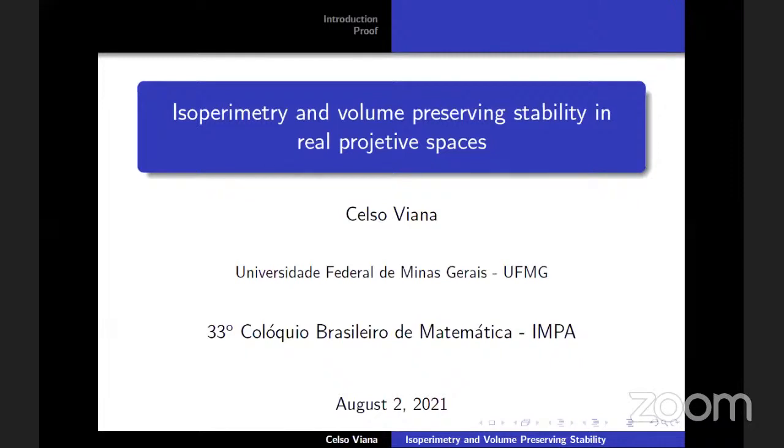Today I want to talk about the result on classifying constant mean curvature hypersurfaces in the real projective space, and discuss applications of that result to the isoperimetric problem.